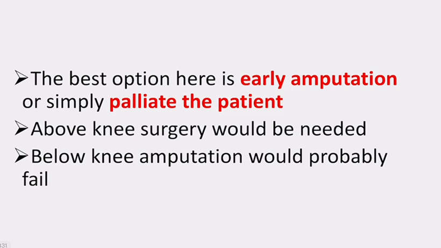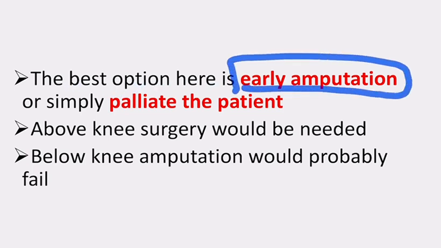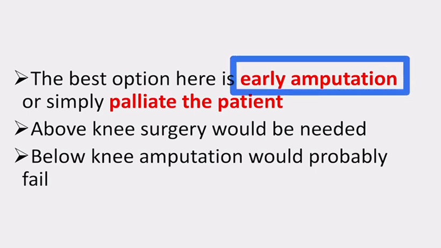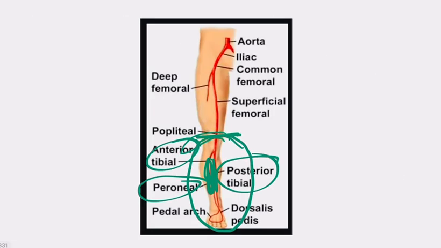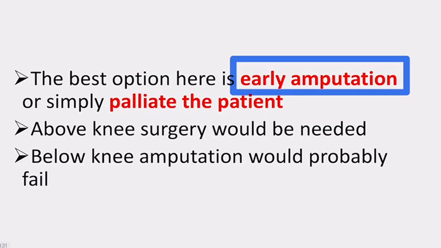Here the best option is early amputation, and the question is at what level. There is obstruction, stenosis, or atherosclerosis in the superficial femoral artery. So we should amputate proximal to the superficial femoral artery, that means in the upper part of the thigh. So it will palliate the patient.